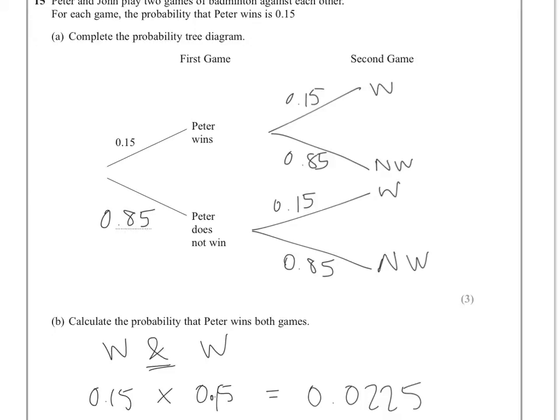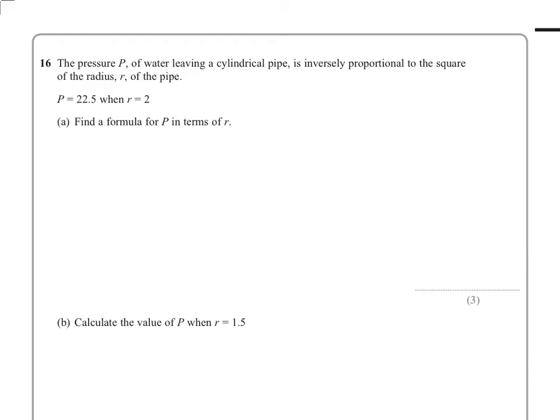0.0225. The pressure P of water leaving a cylindrical pipe is inversely proportional to the square of the radius r of the pipe. So P is inversely proportional, so 1 over, and it's the square of the radius. So P is inversely proportional to r squared, or alternatively, P equals K over r squared.